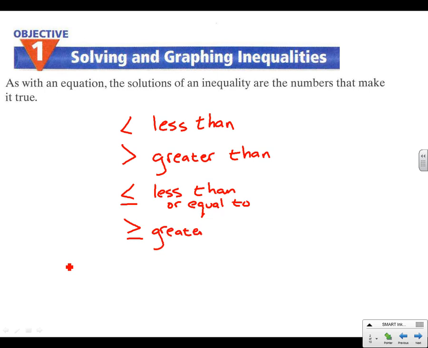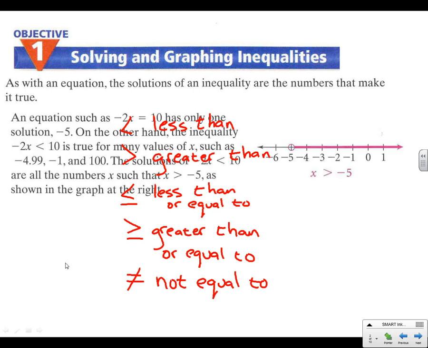And while I'm writing that, there's one more inequality. See if you can come up with that one. If you said not equal to, you've got it. So there are 5 inequalities that we use in algebra. Okay? All right, so let me erase this, get it out of the way, and we can take a look at this.